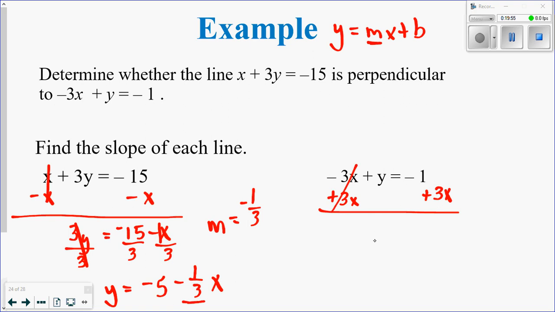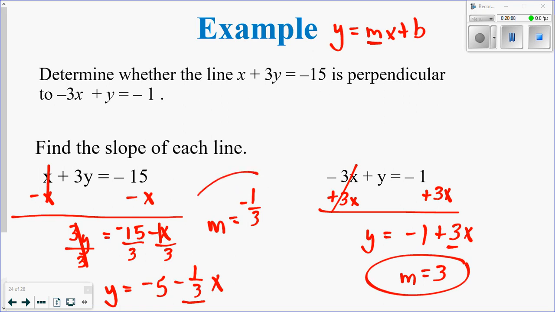So y is -1 plus 3x. Since y is by itself, I'm good. The number in front of x is 3, so this one has a slope of 3. So look at your two slopes. This is negative 1 over 3. This is positive 3. And if you think about it, this is really 3 over 1.